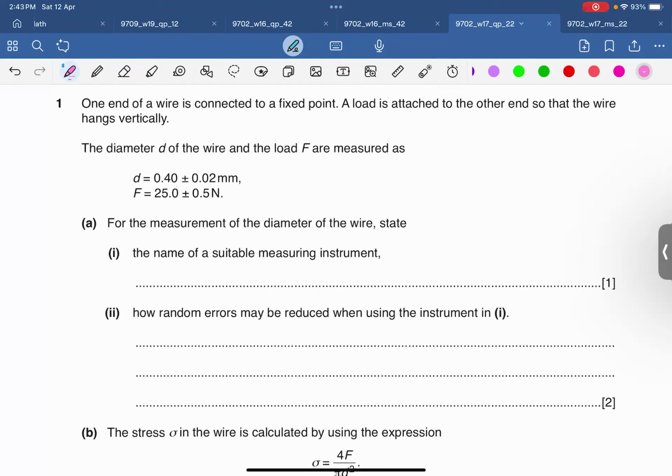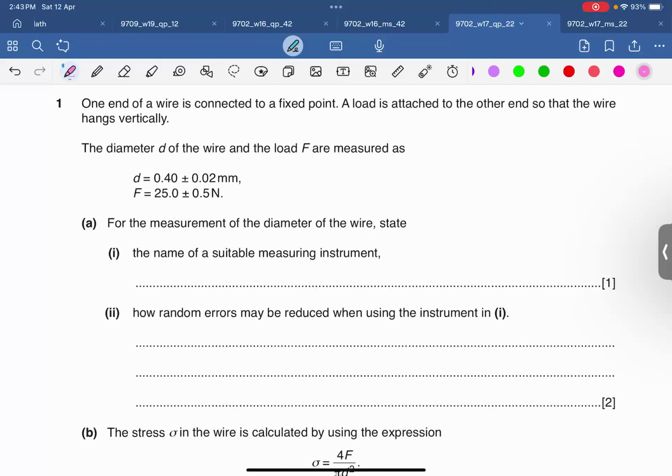One end of a wire is connected to a fixed point. A load is attached to the other end so that the wire hangs vertically. The diameter D of the wire and the load F are measured as 0.4 ± 0.02 and 25 ± 0.5. For the measurement of the diameter of the wire, state the name of a suitable measuring instrument.